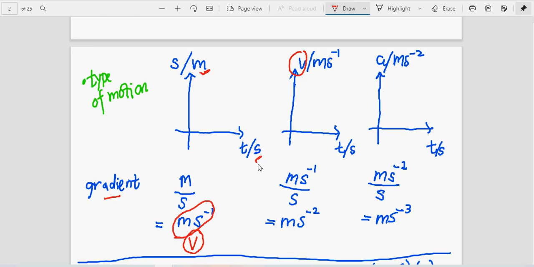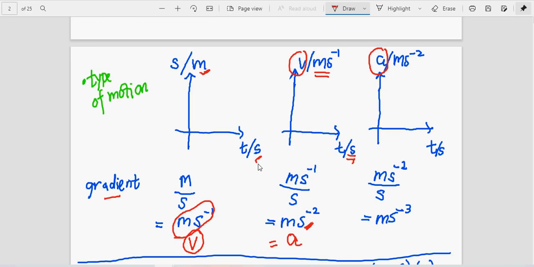Then for the velocity time graph, look at the unit to see what the gradient represents. If you forgot, you can use this method. Divide the vertical axis unit, meter per second, by the horizontal axis unit, second, so you get meter per second per second. This is the unit for acceleration. So the gradient of the VT graph represents acceleration.